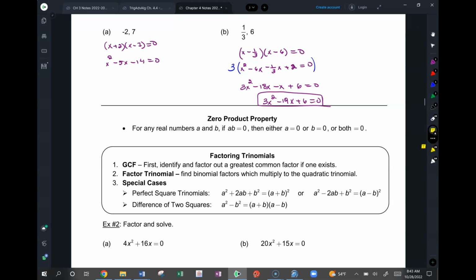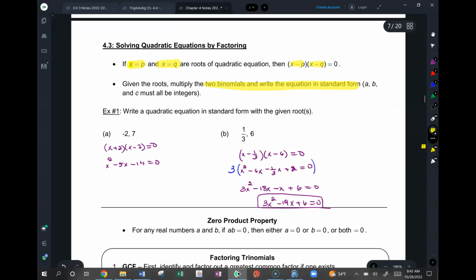Could you just subtract the 1/3x? You can, but then you have all these fractions still remaining. And remember what we said up here, that A, B, and C must all be integers. So you still have to multiply it out by 3 in order for them to be integers.